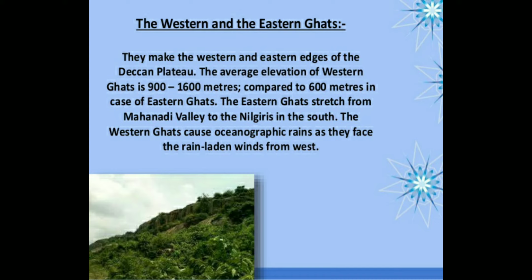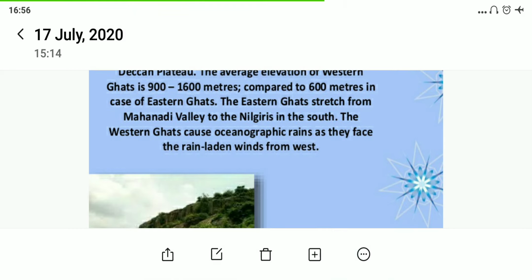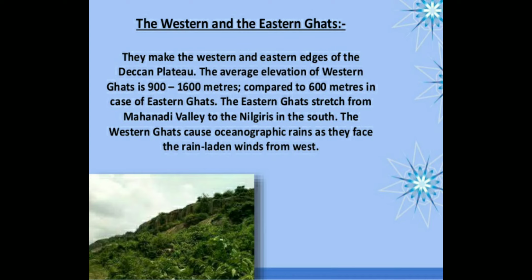The Western Ghats cause orographic rains, as they face rain-laden winds from the west. Like we know this monsoon wind, like this. Okay, let's move on to the next part.